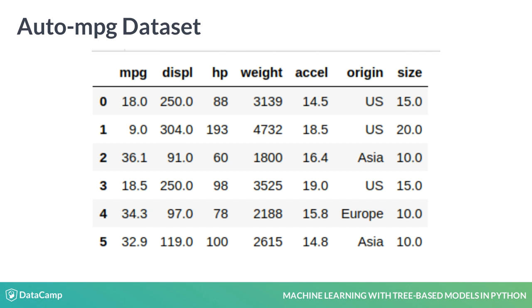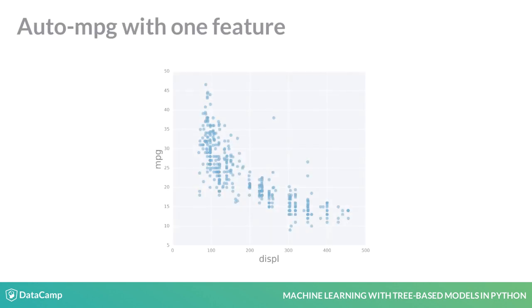To simplify the problem, here, the analysis is restricted only to one feature corresponding to the displacement of a car. This feature is denoted by displ. A 2D scatterplot of mpg versus displ shows that the mpg consumption decreases nonlinearly with displacement. Note that linear models such as linear regression would not be able to capture such a nonlinear trend.